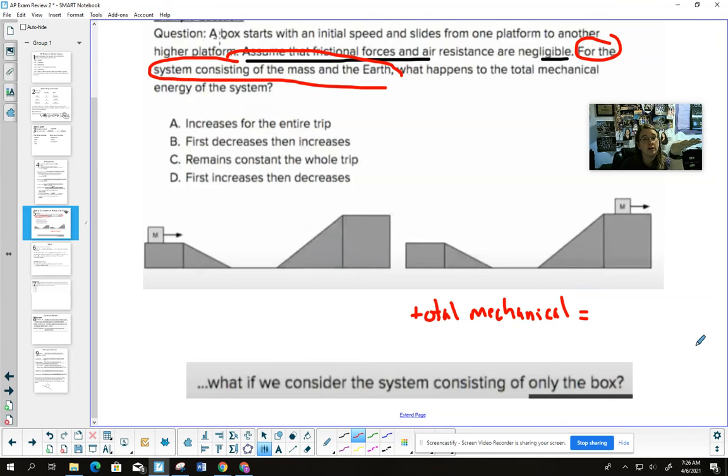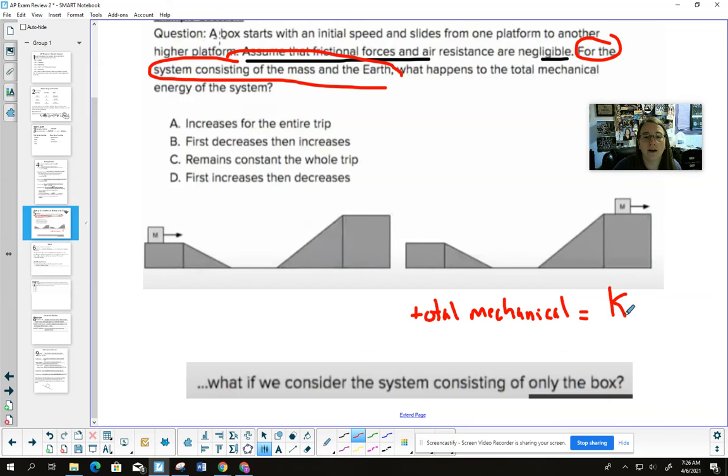Again, gravitational potential energy only exists in reference to the Earth. So there's no friction, but it's just kinetic now, right? That's it. We can't talk about potential energy because we're not talking about the Earth. So think about this then. If this question asks, what about the box by itself?